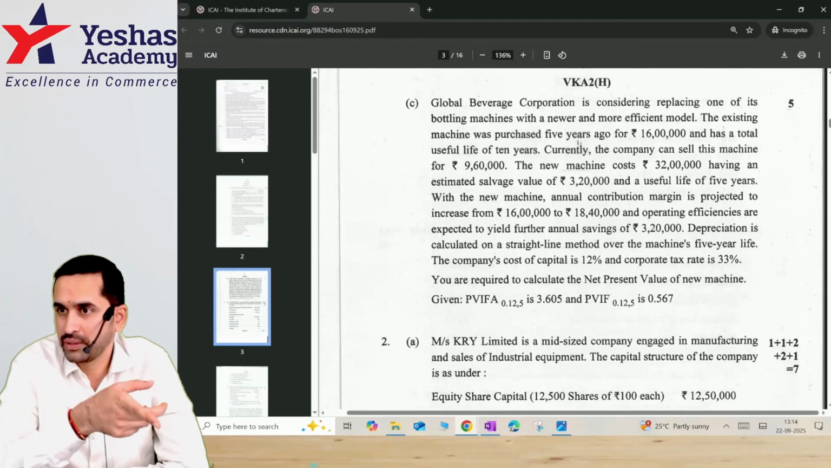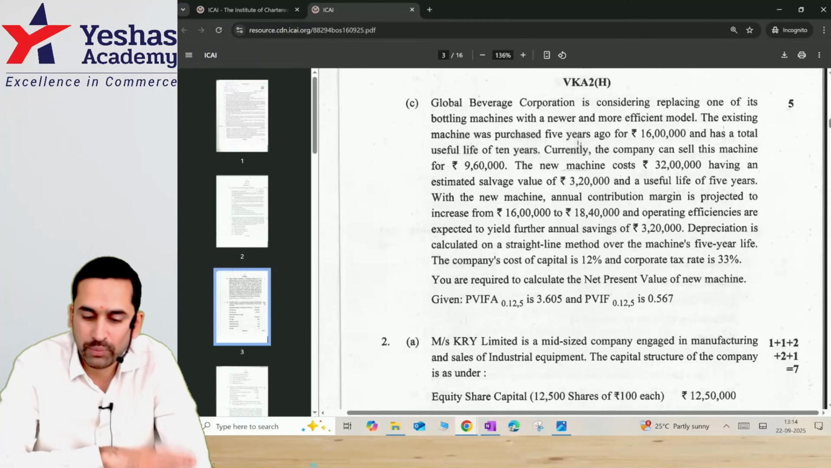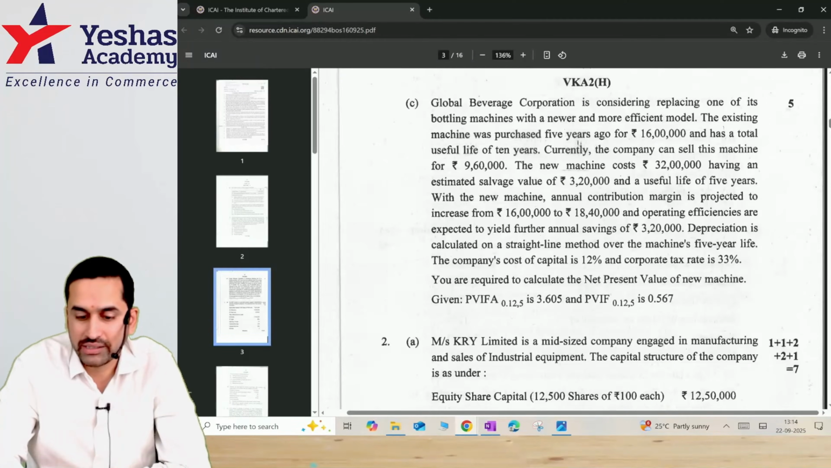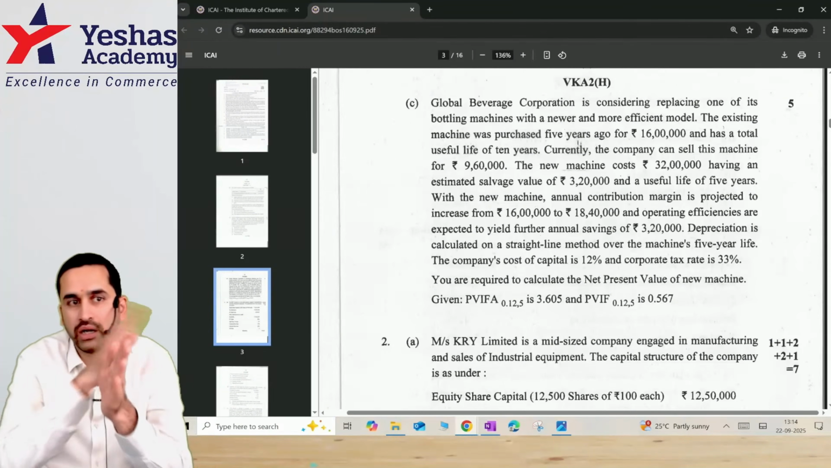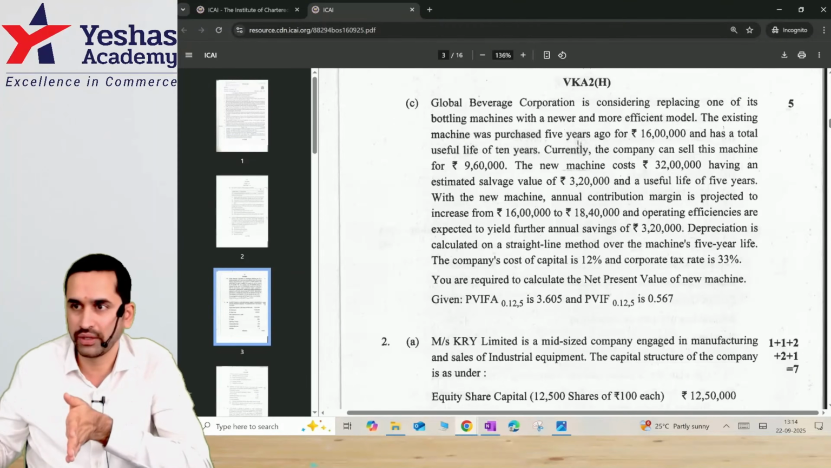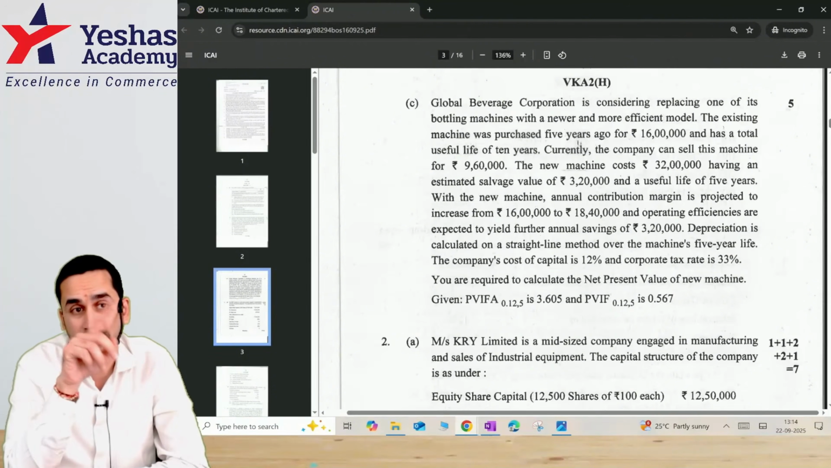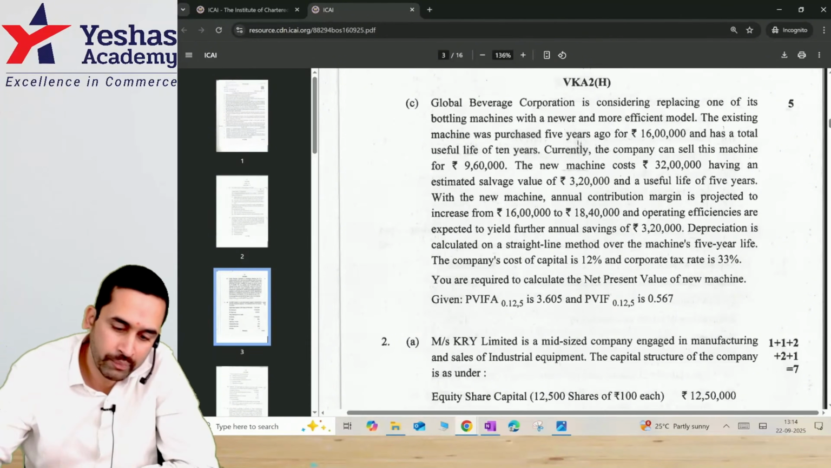If you decide to replace the machine, old machine will go and that old machine will have the market value of 9,60,000. The new machine will cost you 32 lakh. Now year 0, 32 lakh minus this 9,60,000. We have done 2-3 questions on replacement decision like this. Having the scrap value of 3,20,000, useful life is 5 years only. That means whether you continue with old or shift to new from today, it's only 5 versus 5. Correct? We did a question with 11 years and 8 years. 3 was over, 8 versus 8 we did.